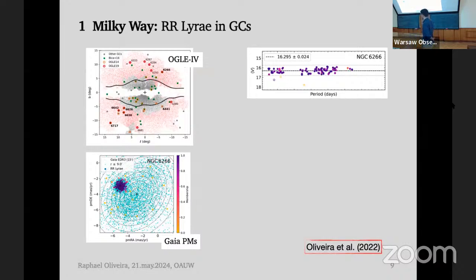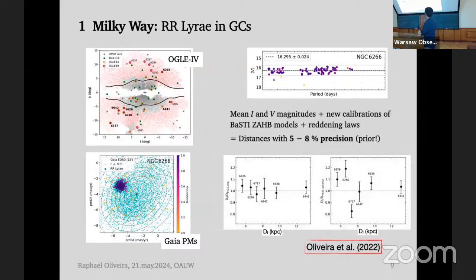From the average of their mean magnitudes, and also with some new calibrations of BaSTI zero-age horizontal branch models and some proper reddening laws, we derived the distance with 5 to 8% precision. So this could be used as a prior, or even better, the mean magnitude can be used as a prior. Iteratively in your fitting, you use the metallicity value that you are sampling and also the reddening value, and with this mean magnitude you can get the proper prior on the distance while you are fitting.